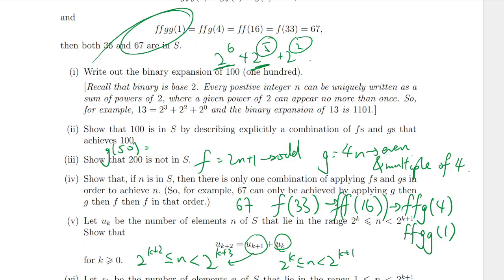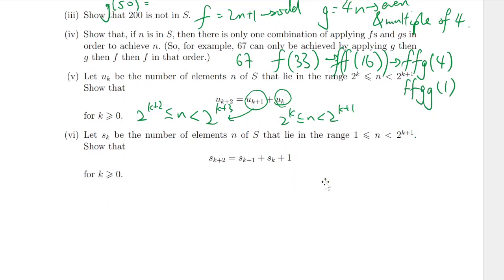And how about part 6 then? What can we do? Let S_k be the number of elements n of S that lie in the range 1 to 2^(k+1), and show that that relationship is true. Okay, this is very similar to part 5, right? I mean, the only difference is that, let me scroll down a bit. So the only difference is that there's a plus 1 here, there's a plus 1 here, and also the range is different. And these are only two different things.